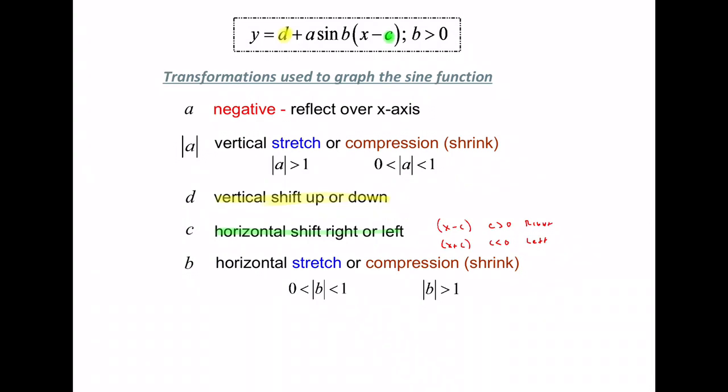All right, so those are really all the different characteristics of a sine graph in terms of the parent function, what characteristics we need to know, and then what transformations we will be using to graph the function.